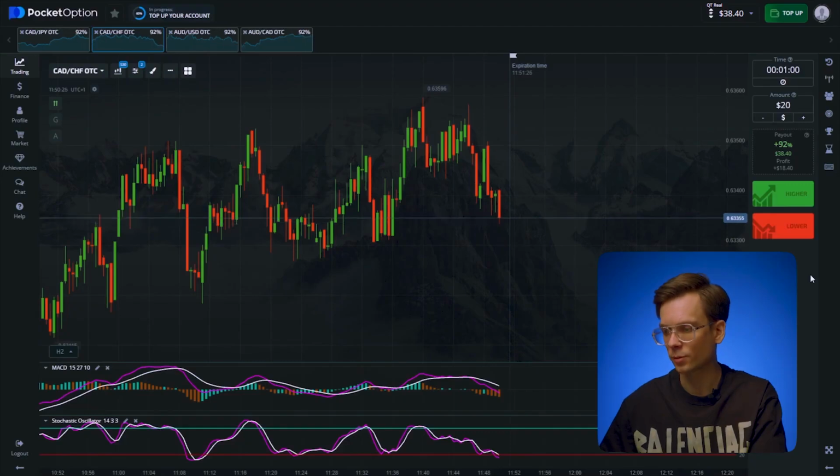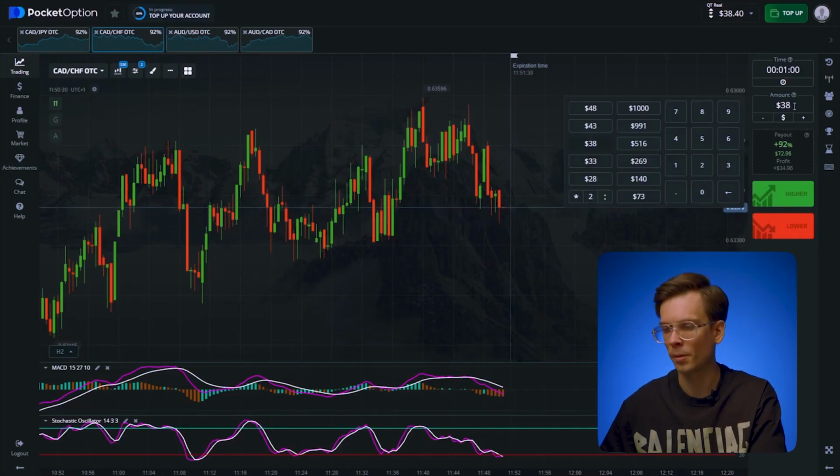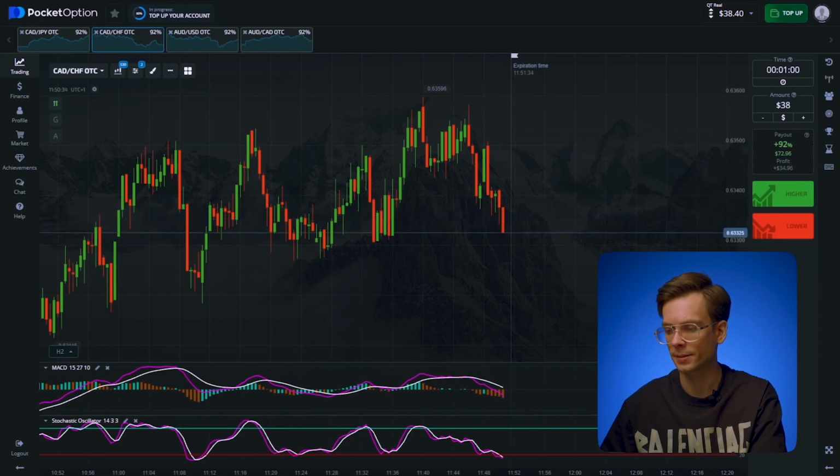Moving on to the Canadian dollar and the franc. I'm bumping up the investment to 38. Let's go for higher. I entered the trade after a strong bearish push, anticipating a rebound, plus the stochastic lines started dipping into the oversold zone.